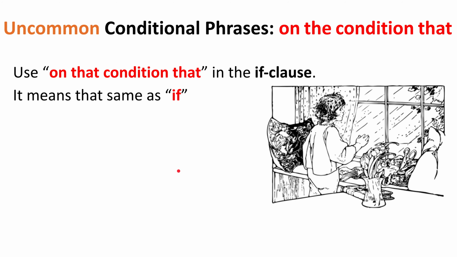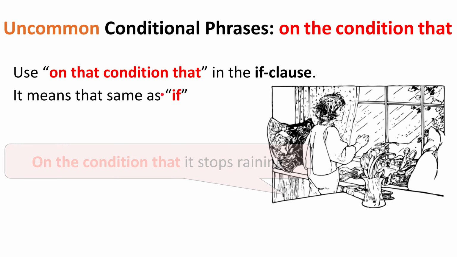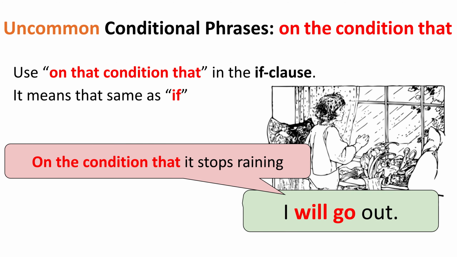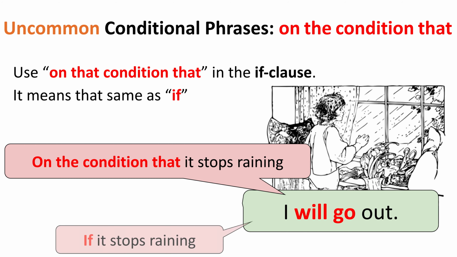Next, we use on the condition that in the if clause, and it means the same as if. For example, on the condition that it stops raining, I will go out. In other words, if it stops raining, I will go out. So, on the condition that it stops raining and if it stops raining have the same meaning.